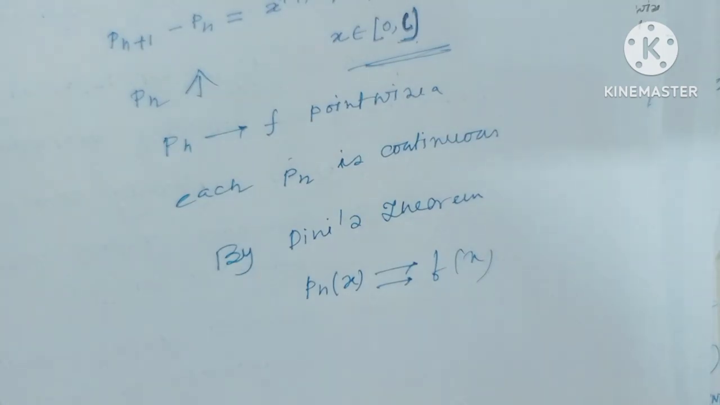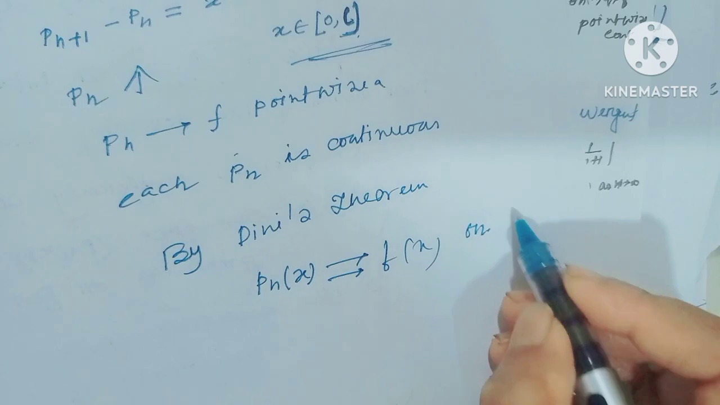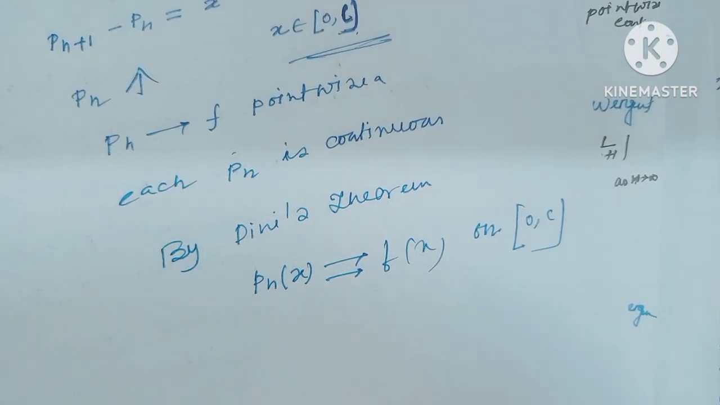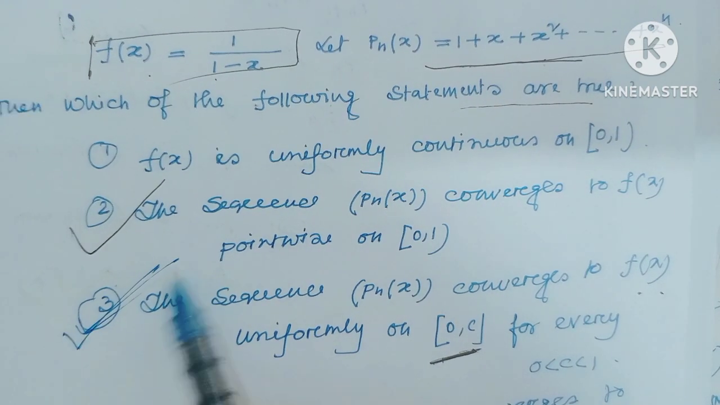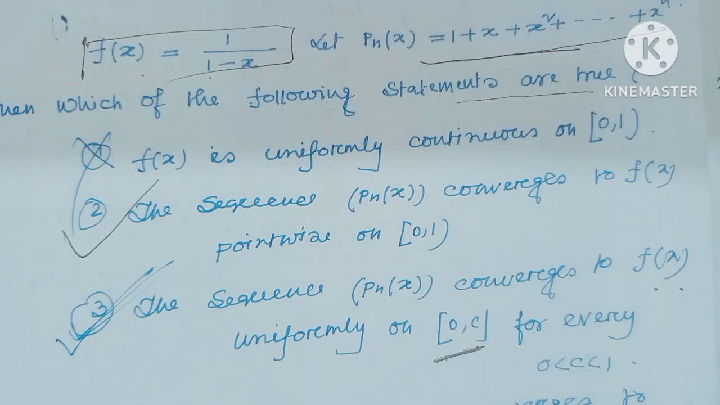I hope all my viewers have understood. This converges uniformly on the closed interval [0,c]. Okay. That means option 3 is also a right option, and option 1 and option 4 are the wrong options. I hope all my viewers have understood how important this theorem is for sequences of functions. Also the Mn test. These are very important.